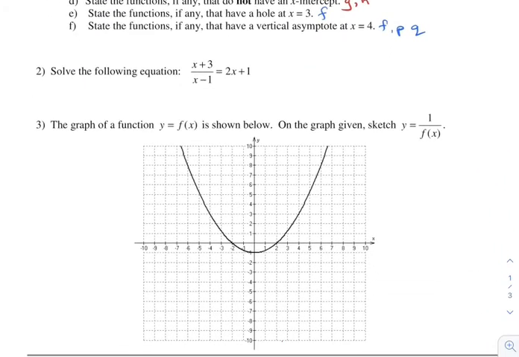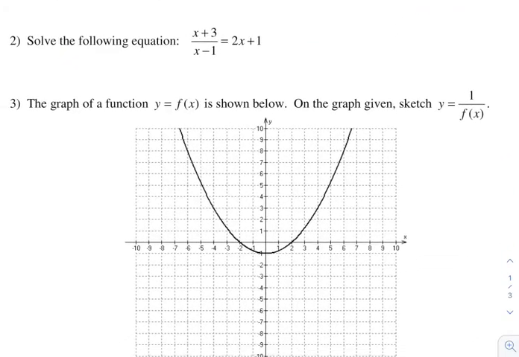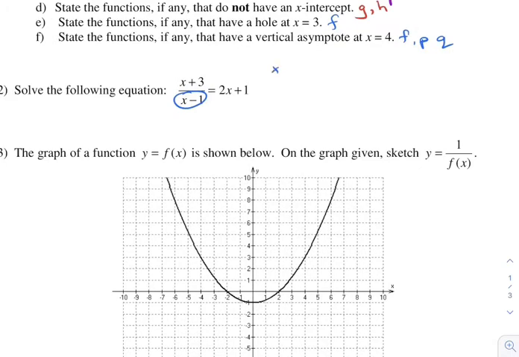Next one says solve the following equation. Since it's an equality, we can multiply both sides by values, no problem. Remember, with inequalities we can't if what we're multiplying by is a negative. So in this case, I'm going to multiply both sides by x minus 1. We're going to have x plus 3 is equal to 2x plus 1 multiplied by x minus 1. When I expand that right side, we'll end up with 2x squared minus 2x plus x minus 1. Add together any like terms, so 2x squared minus x minus 1.